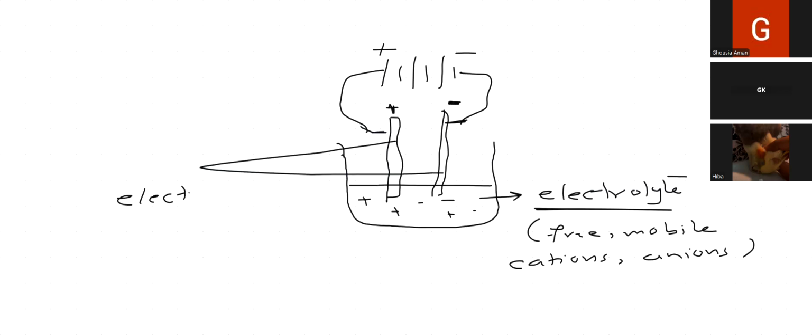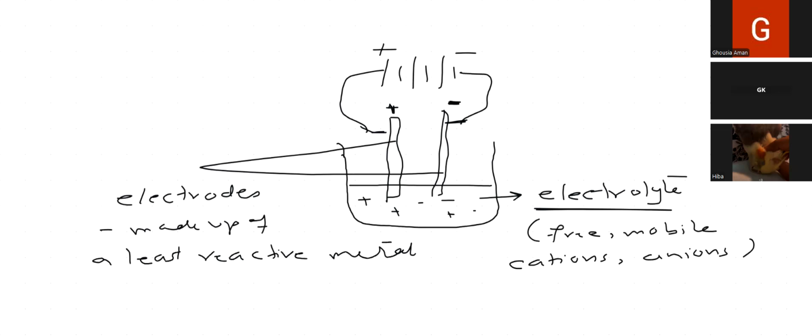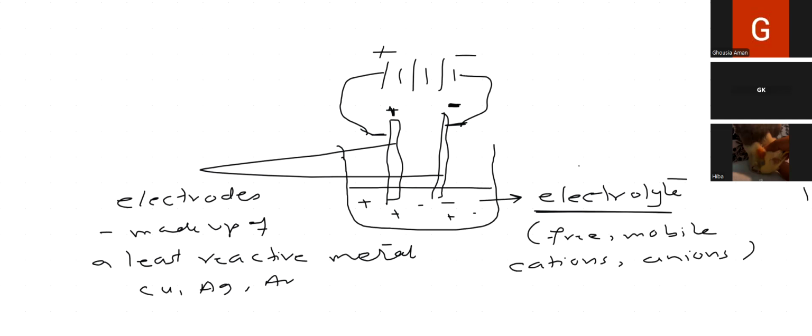They are made up of a least reactive metal. The metals which are below hydrogen in the reactivity series, like copper, silver, gold. But they are expensive and they will affect the process of electrolysis as well. So the best way is to take neutral electrodes which may not react with the electrolyte. The best choice is graphite.